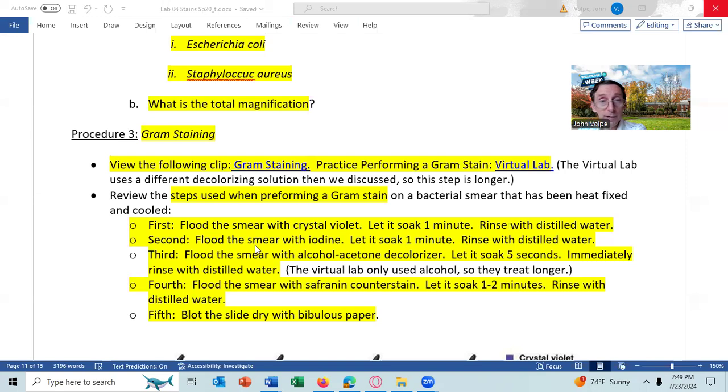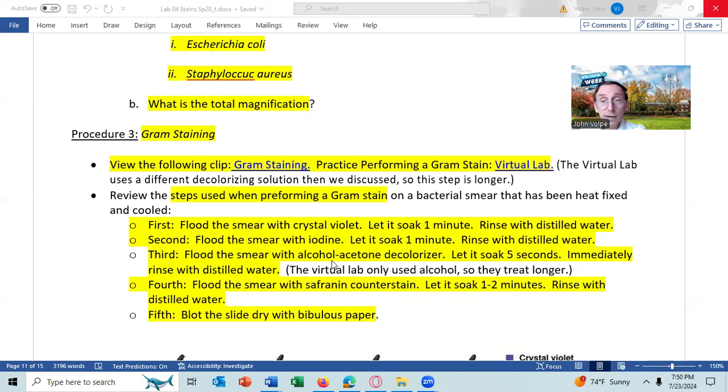Second, flood the smear with iodine. Let it soak for 1 minute. Third, flood the smear with acetone alcohol and let it soak for 5 seconds. The best way is to view it and then watch the crystal violet run down. Once it stopped running down, stop adding the decolorizer.